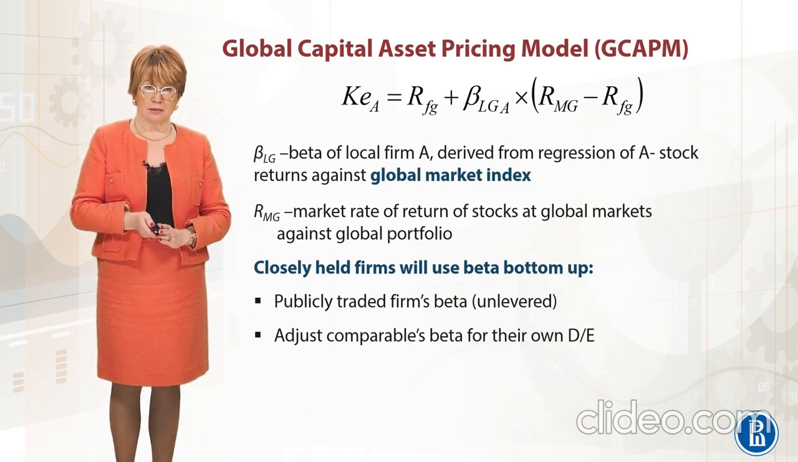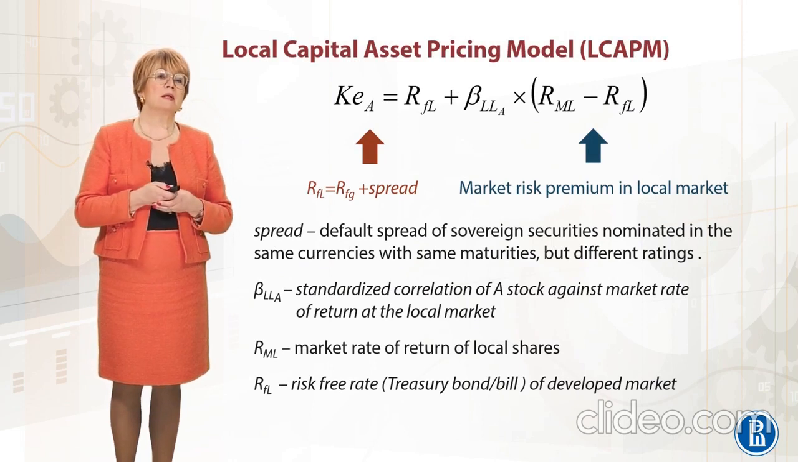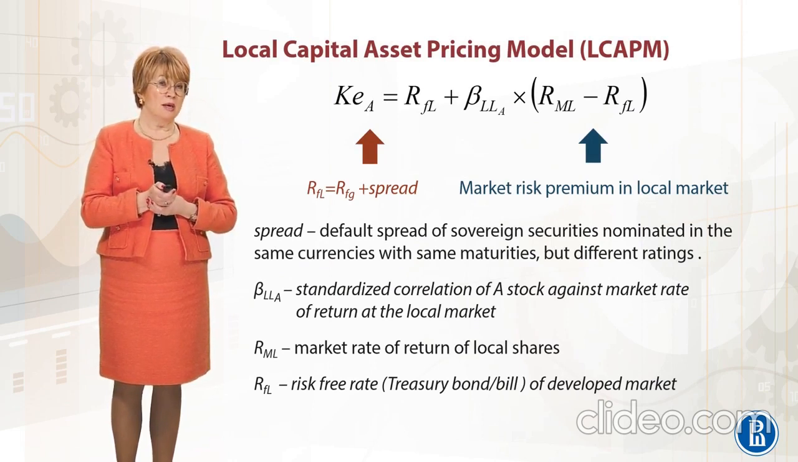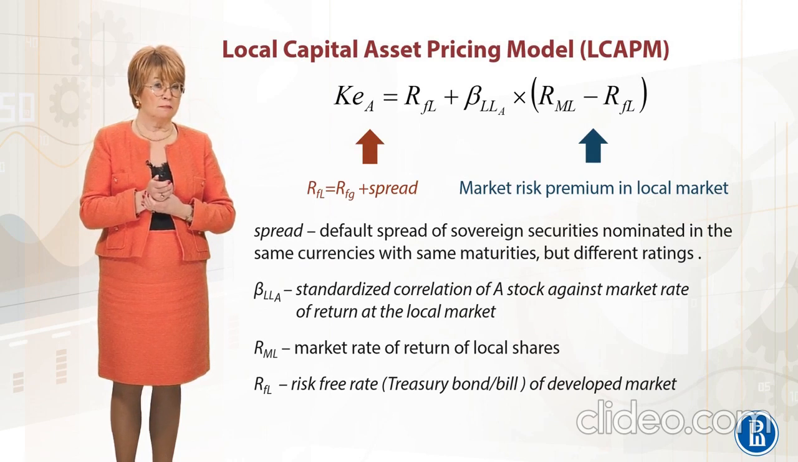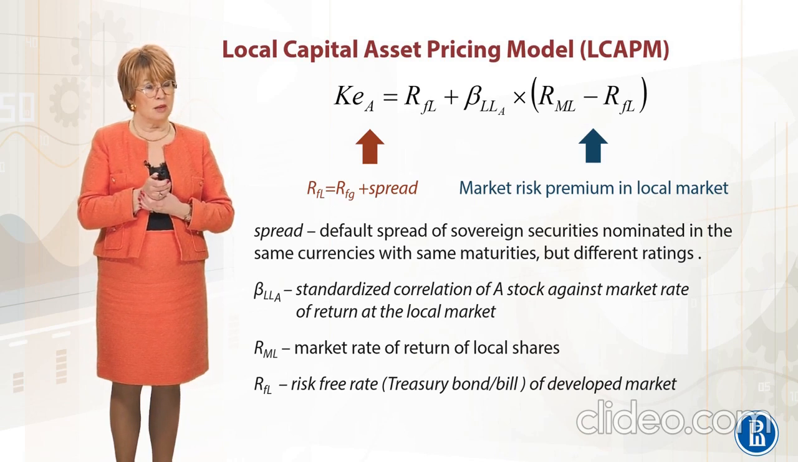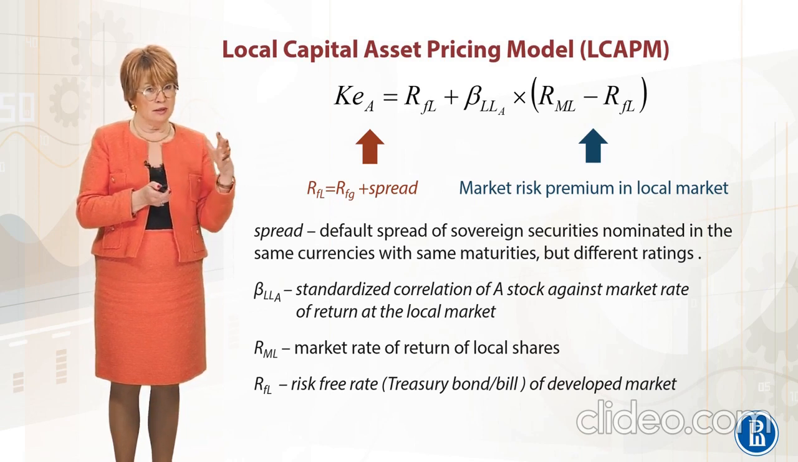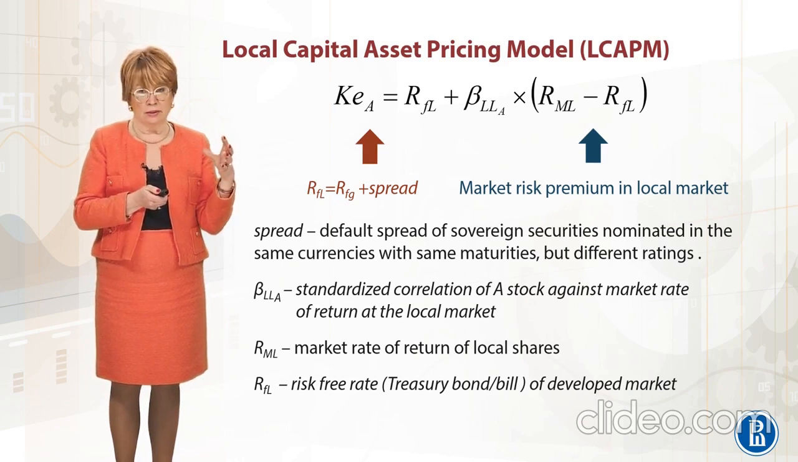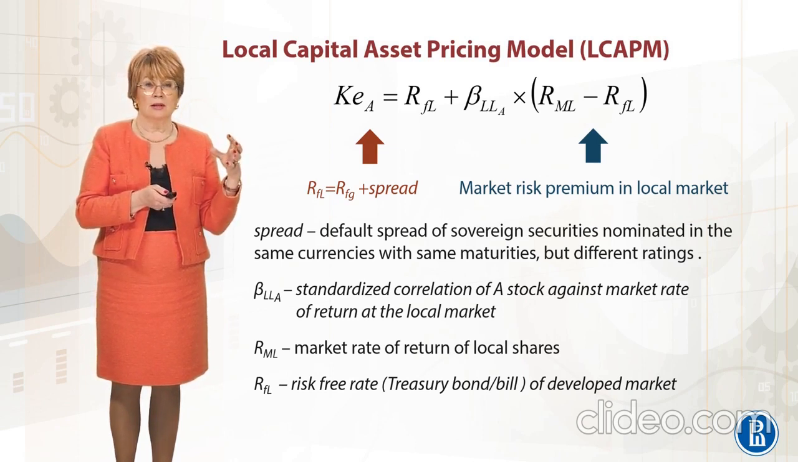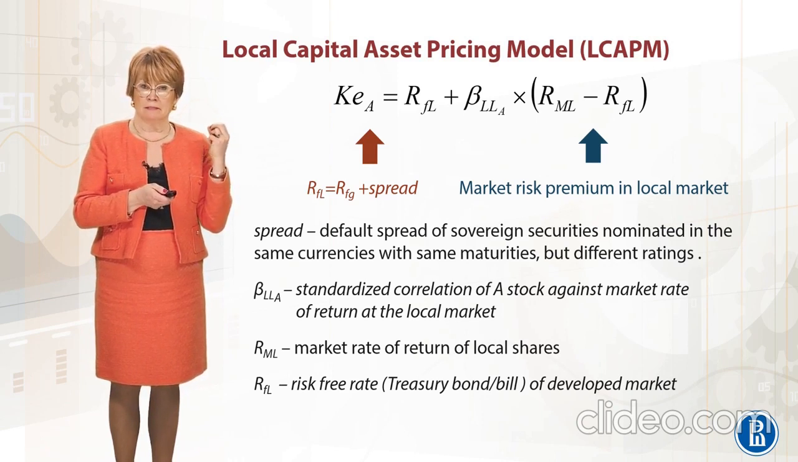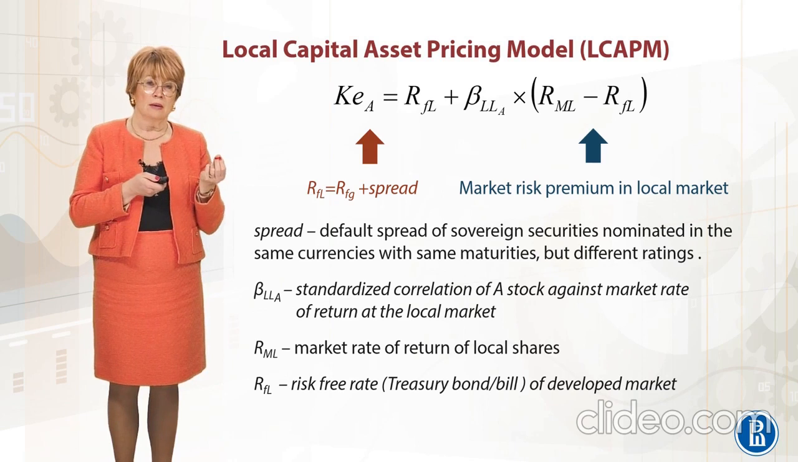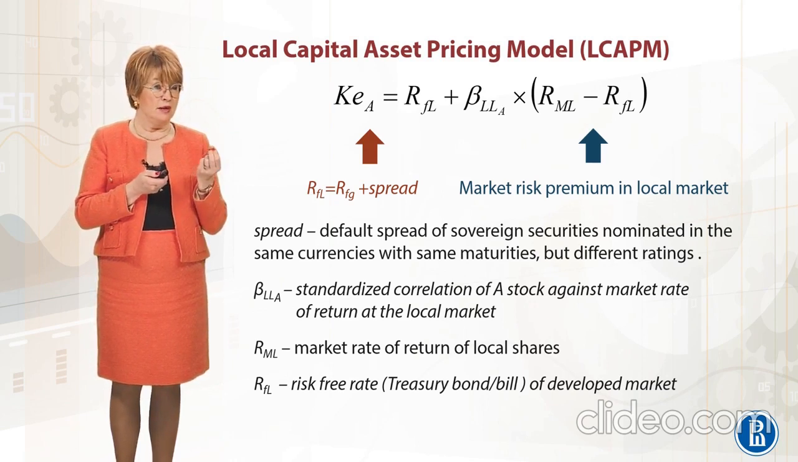On the opposite, that slide represents the local capital asset pricing model. It's for the segmented emerging capital markets. And you see many changes here. Going again from the right-hand side, we see here the market risk premium just in the local market. So we need to have the data for the market portfolio well diversified in that local market.